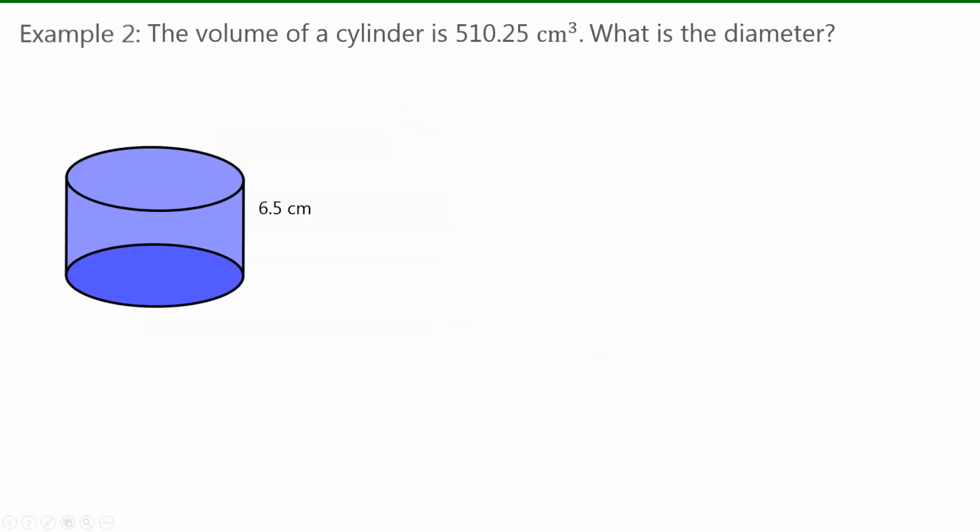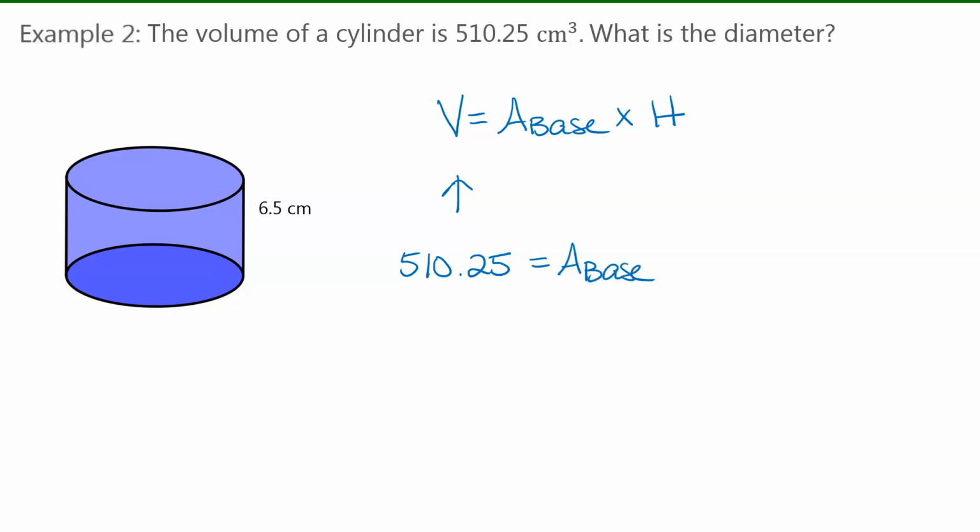Example 2. The volume of a cylinder is 510.25 centimeters cubed. So what is the diameter? So again, volume is the area of the base multiplied by the height. So they're giving us the volume, so I'm going to replace that there in the equation. So 510.25 is equal to the area of the base multiplied by the height. And the height in this case is 6.5. So to find the area of the base here, I'm going to do the inverse operation, because if the area of the base is being multiplied by 6.5, I can divide the volume to get the area of the base.